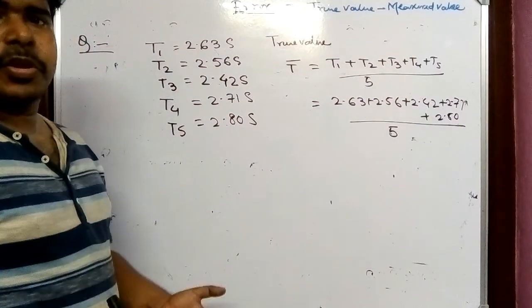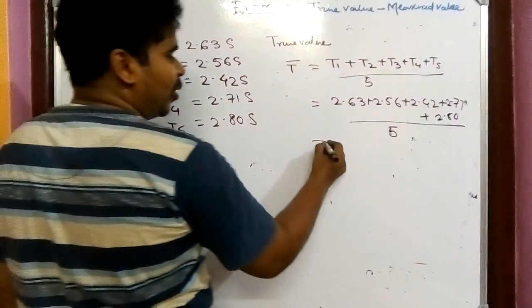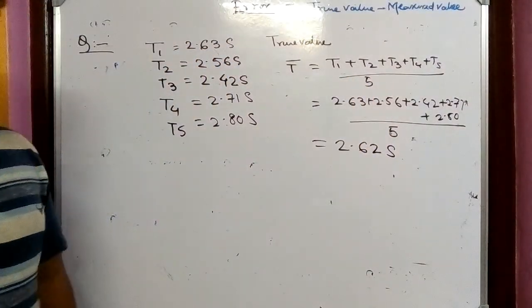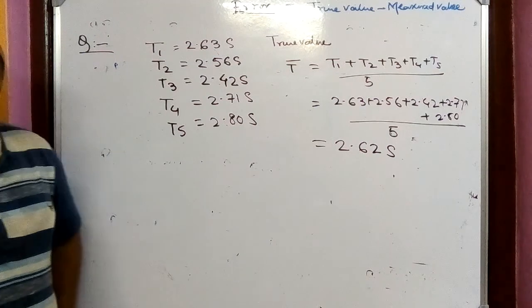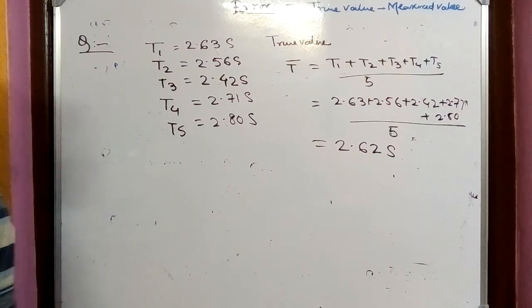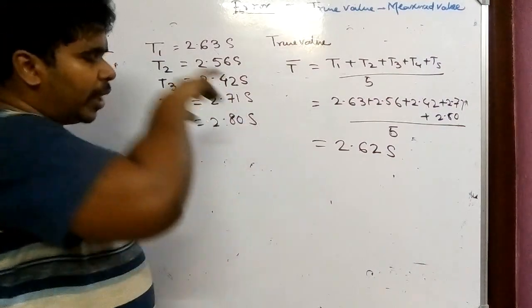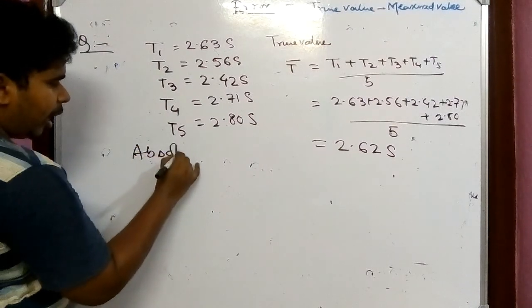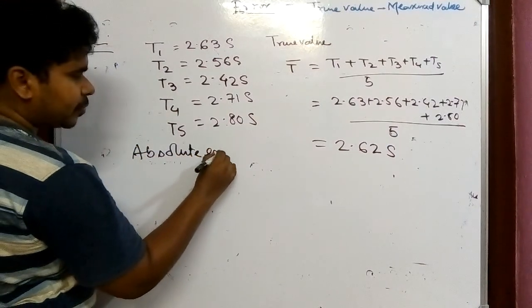If you are a CBSE student, no calculator is allowed. You have to do it on your own. So I have done it earlier on my own. That is 2.62 seconds. So 2.62 seconds, that one we have to take. This is the true value. So when the true value has come, then our target is to find out the absolute error.